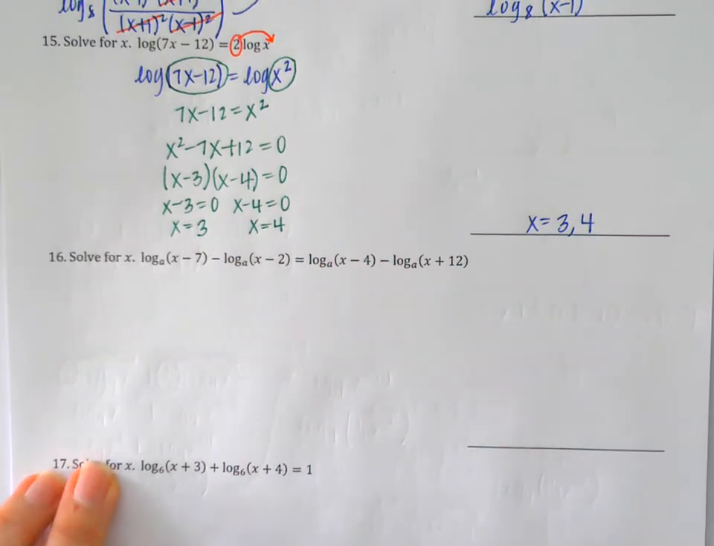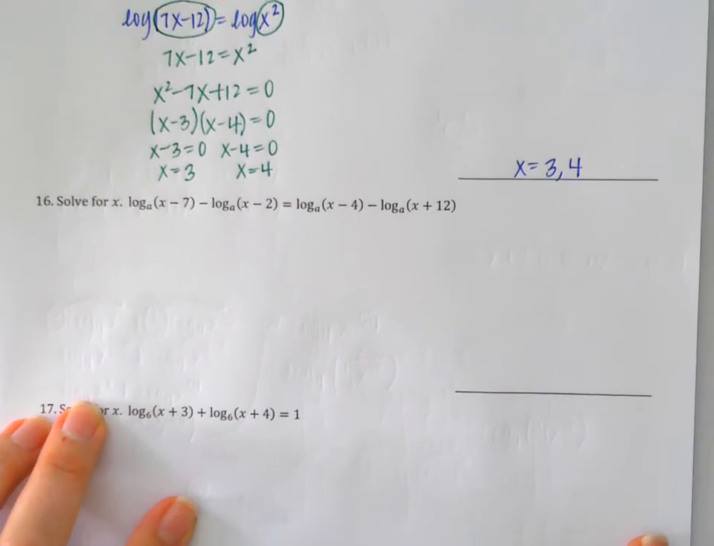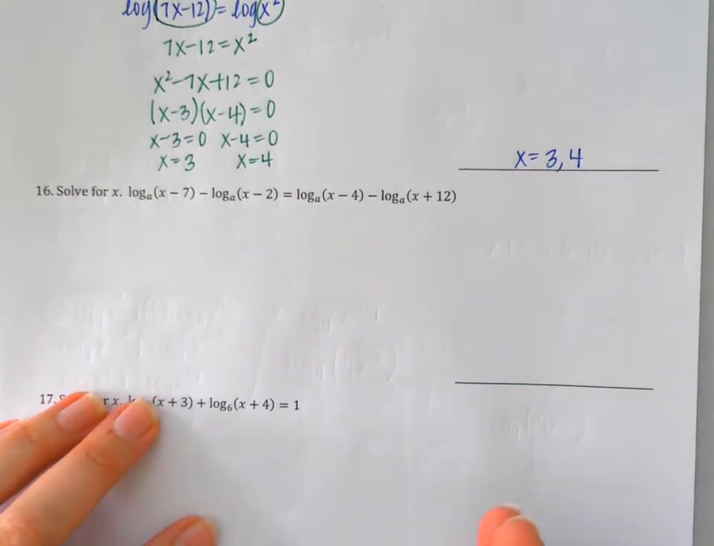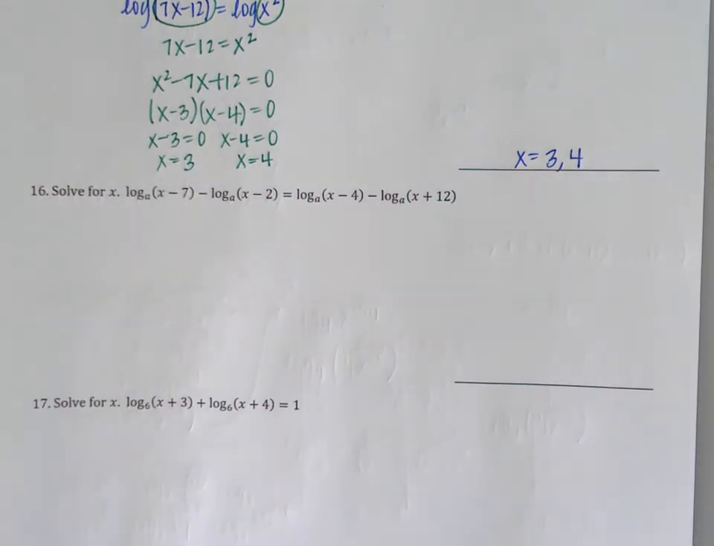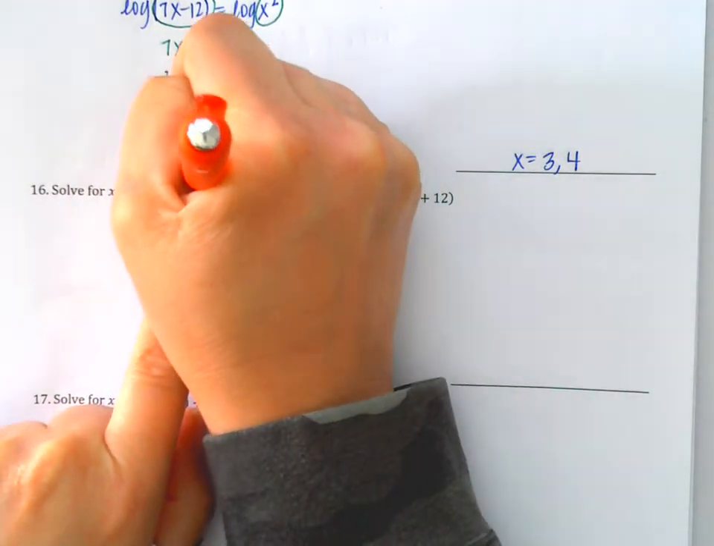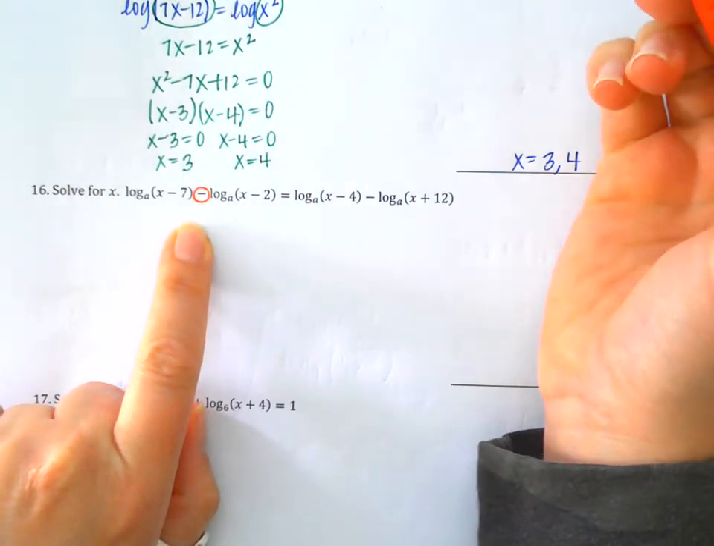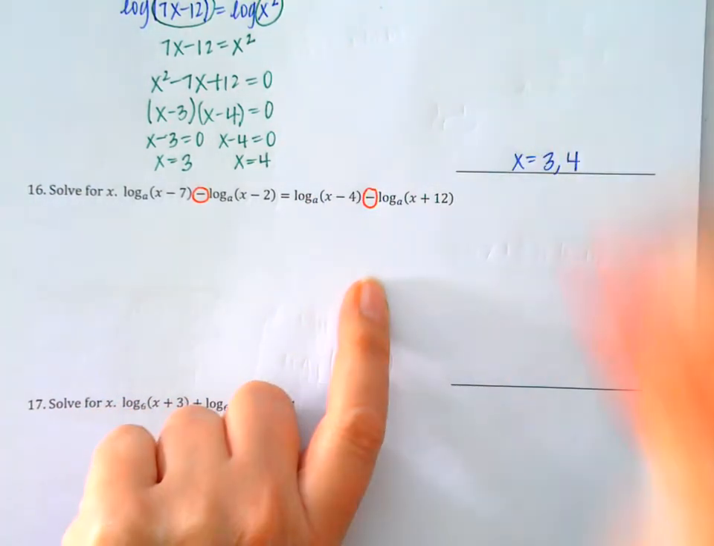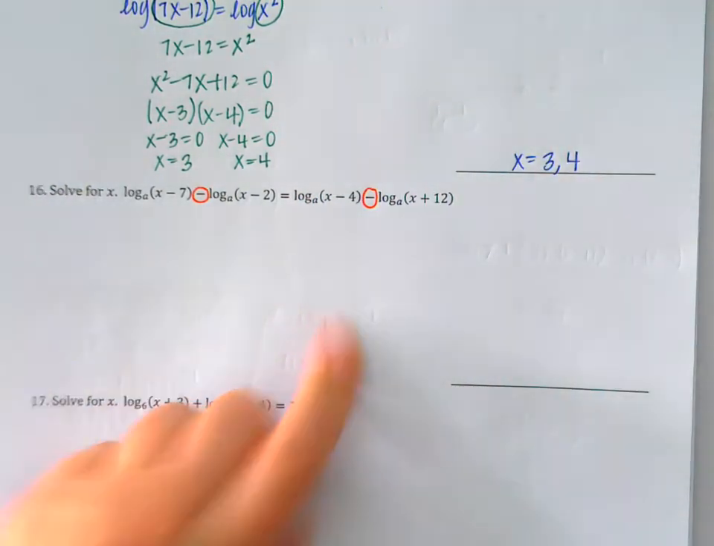Okay, let's move to 16. So 16, we have logs on both sides of the equation. So that means I want to condense and I'm going to set arguments equal to each other, just like I did in number 15. So I have 2 logs, so that's a minus. So that means we're going to condense it using the quotient property. And then I have a minus here. We're going to, again, condense it using the quotient property.